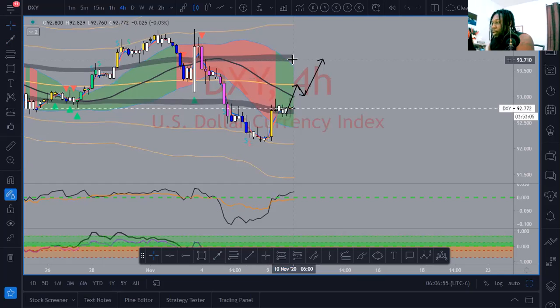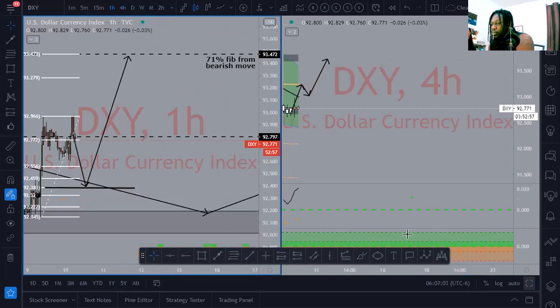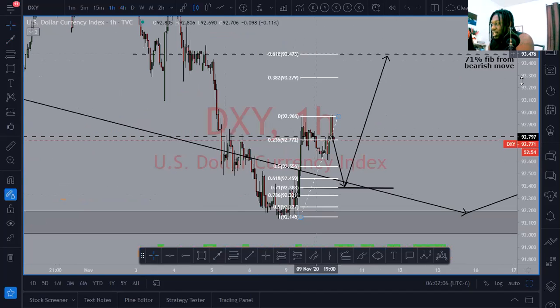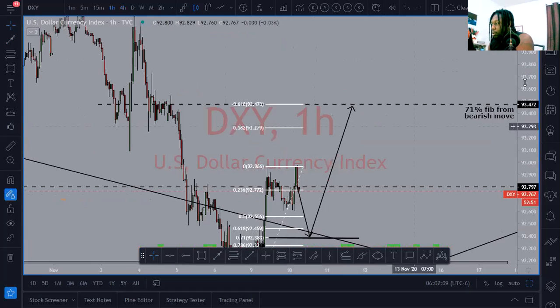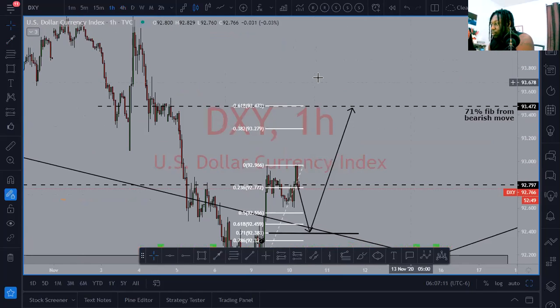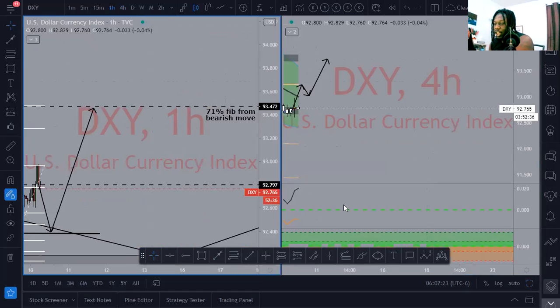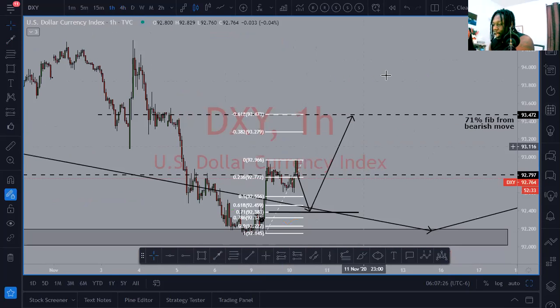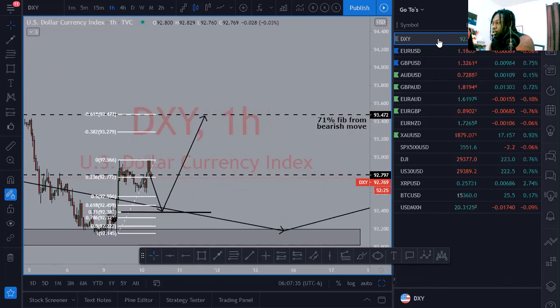That could be a high possibility. 93.710, if we match up with right here, doesn't necessarily come up to the 71% from the fib. 93.710 is right around over here, which I'm pretty sure is very close to the 78.6. So I'm definitely going to be watching out for that for the DXY. But I want that correction, like I said, before I look to continue buying to the upside. Okay, so that's for DXY. Let's switch over to Euro USD.